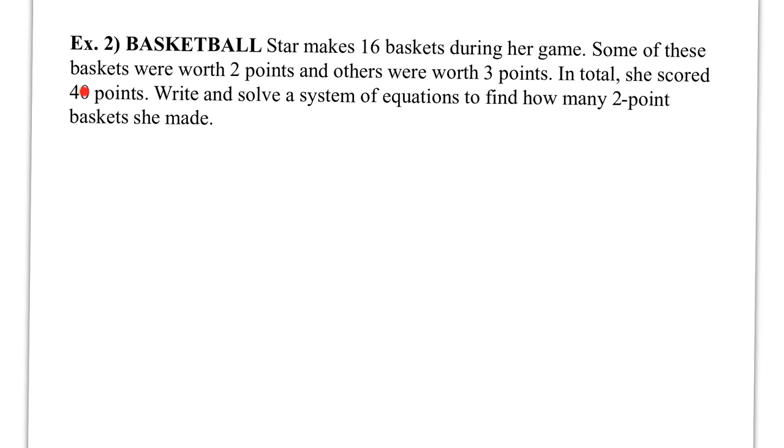She scored a total of 40 points, and we want to write a system of equations to find how many 2-point baskets she made. So we're not looking for the 3, we're looking for just one type of baskets, 2 points. So first, let's go ahead and write down our 2 variables. We want to set up the variables so we can write down the system of equations. So I'm going to use x. X is going to represent 2 points, and y is going to represent 3 points.